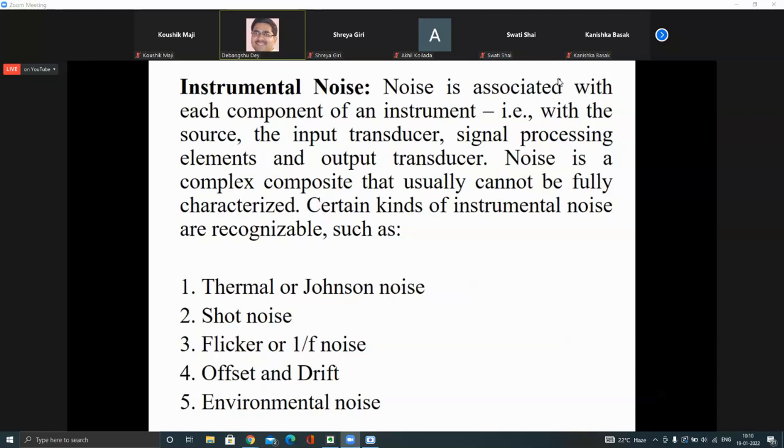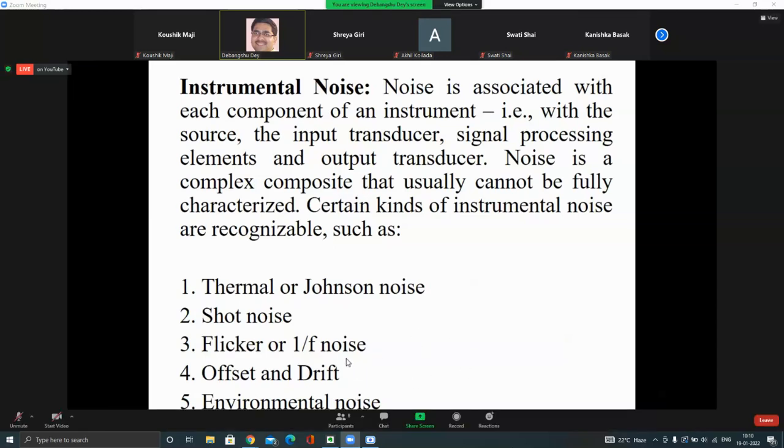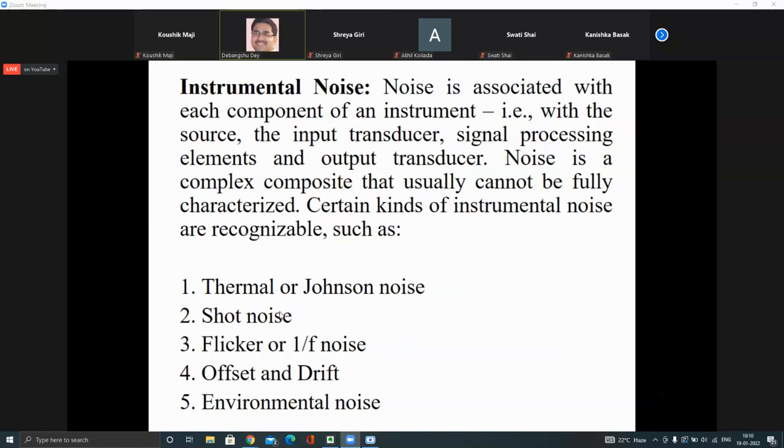Now there are different kinds of noise that may affect our measurement of biomedical signals. Number one is thermal or Johnson noise. Probably you have heard of it in other courses. Then shot noise, flicker or 1/f noise, offset or drift. Offset noise is also known to you from op-amps or ADC errors, and environmental noise.